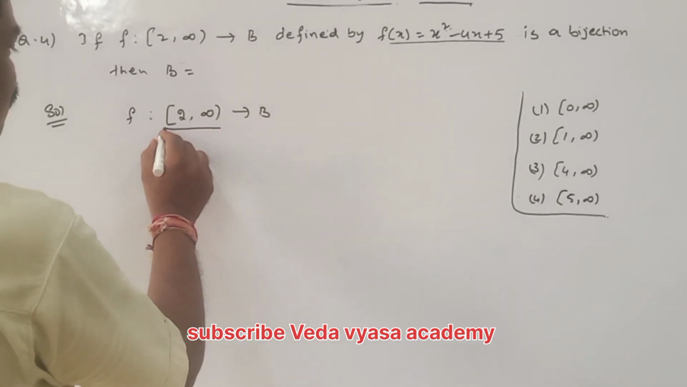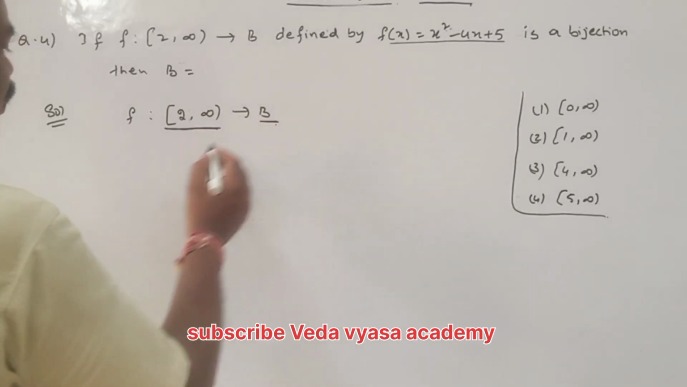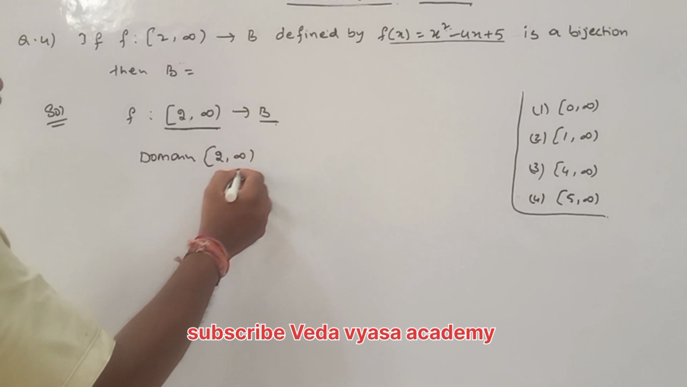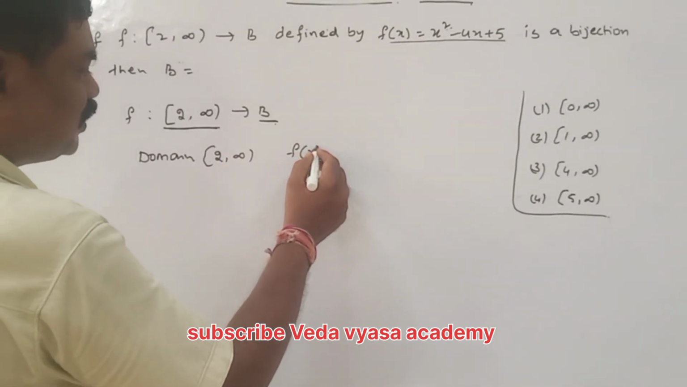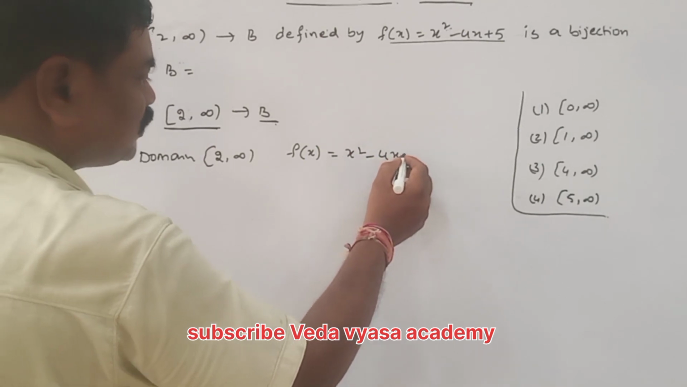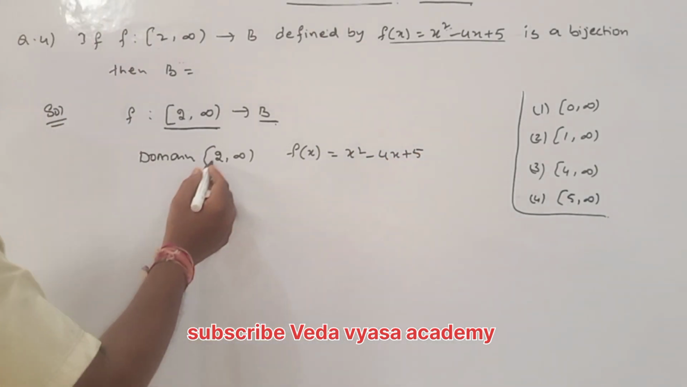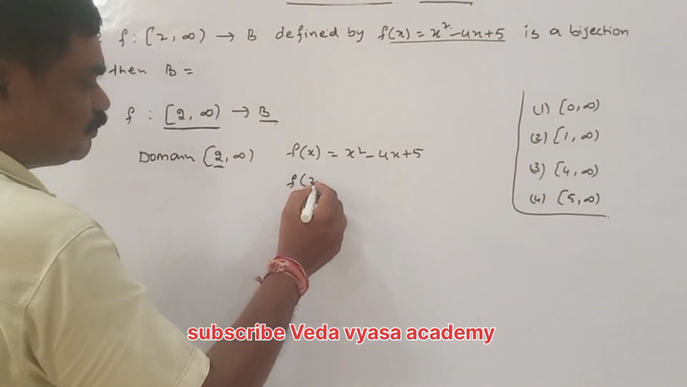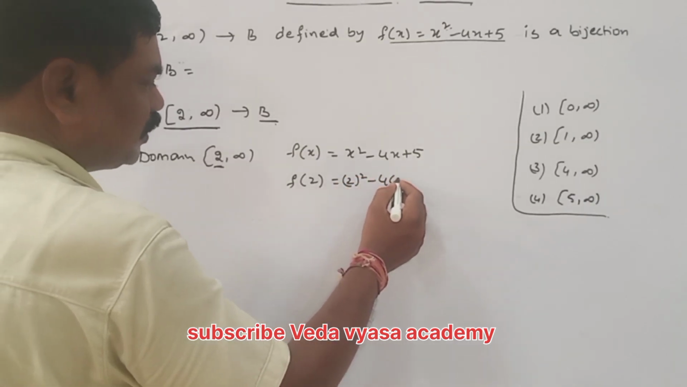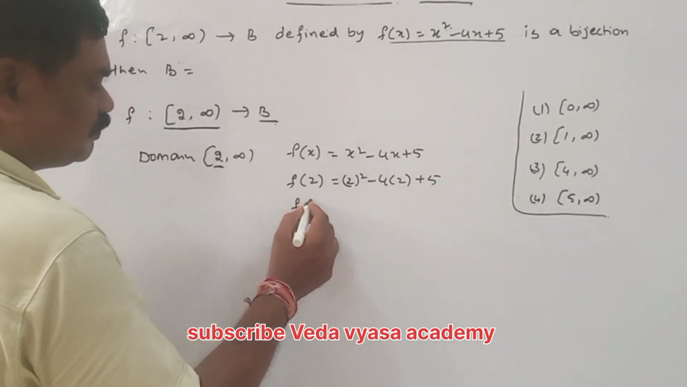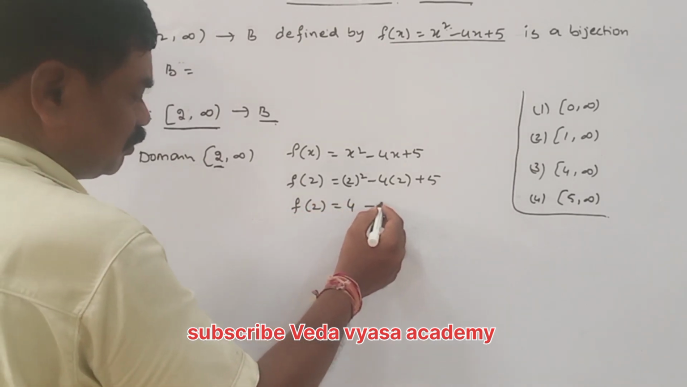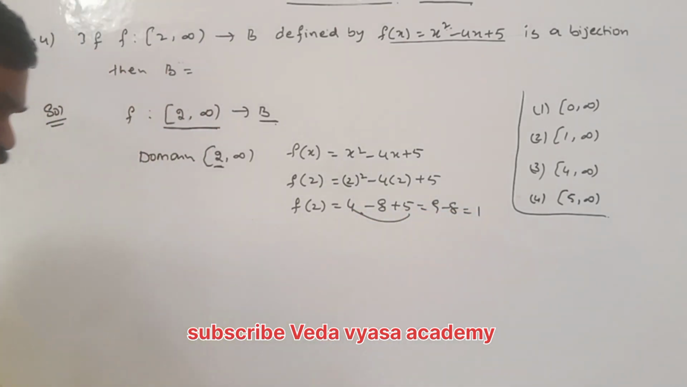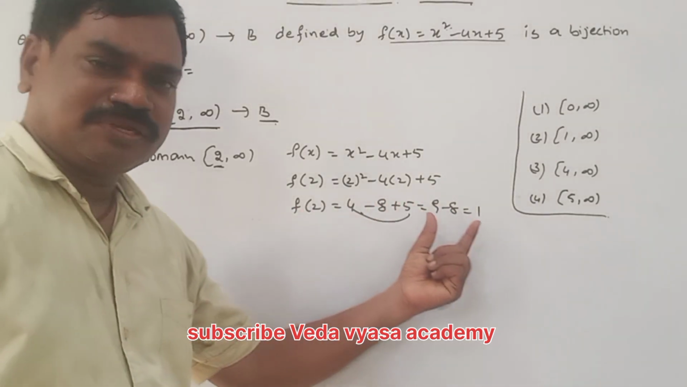This is the domain, this is the range. So the domain is the closed bracket 2 comma infinity open bracket, and the function f is defined as x square minus 4x plus 5. So if x takes the value 2 to infinity, f of 2 is equal to 2 square minus 4 into 2 plus 5. f of 2 is equal to 4 minus 8 plus 5, equal to 9 minus 8, equal to 1.